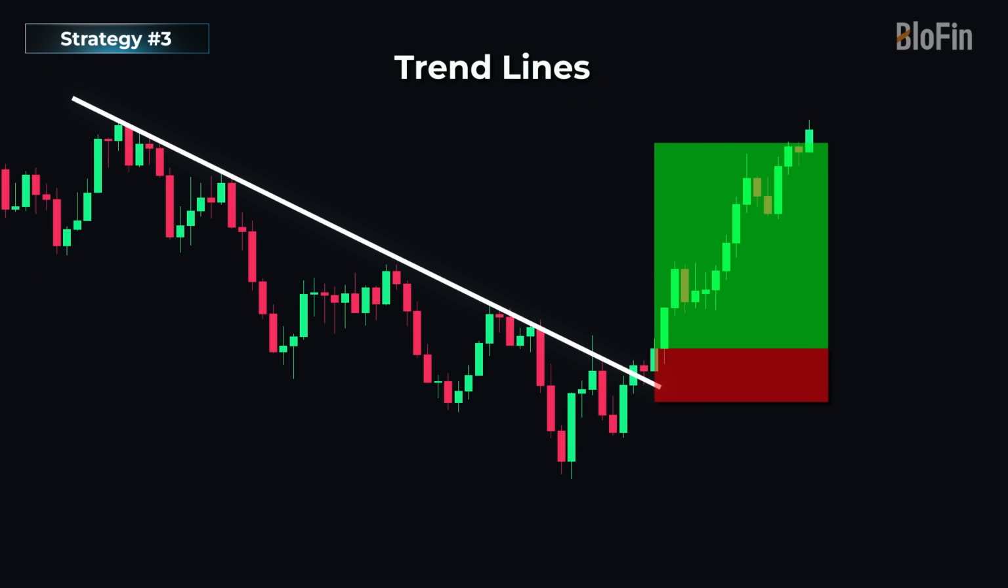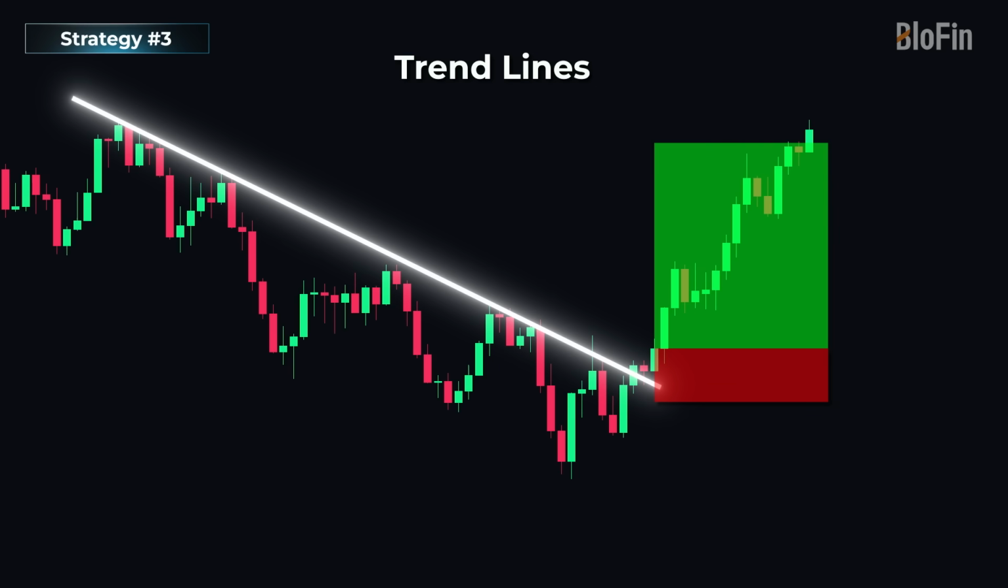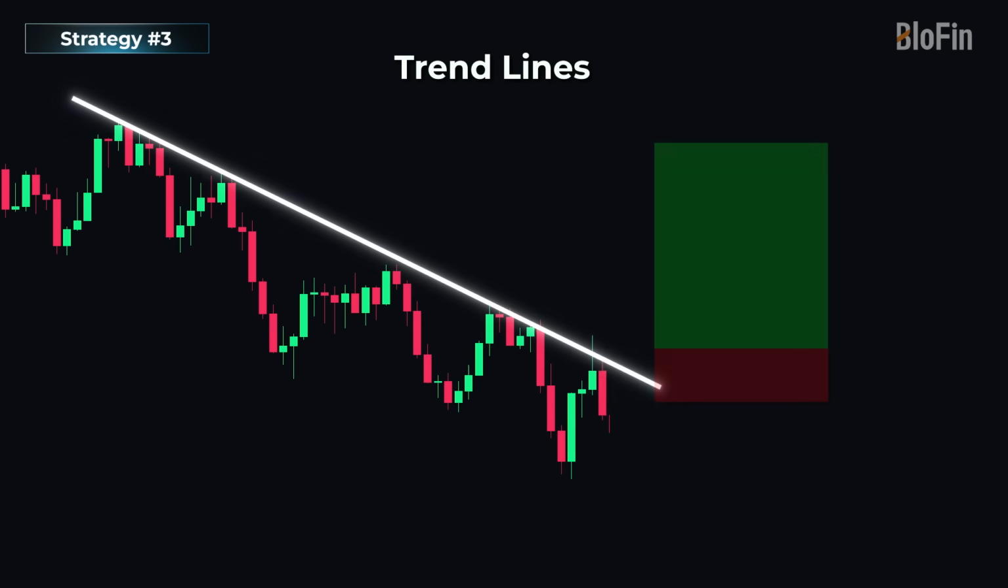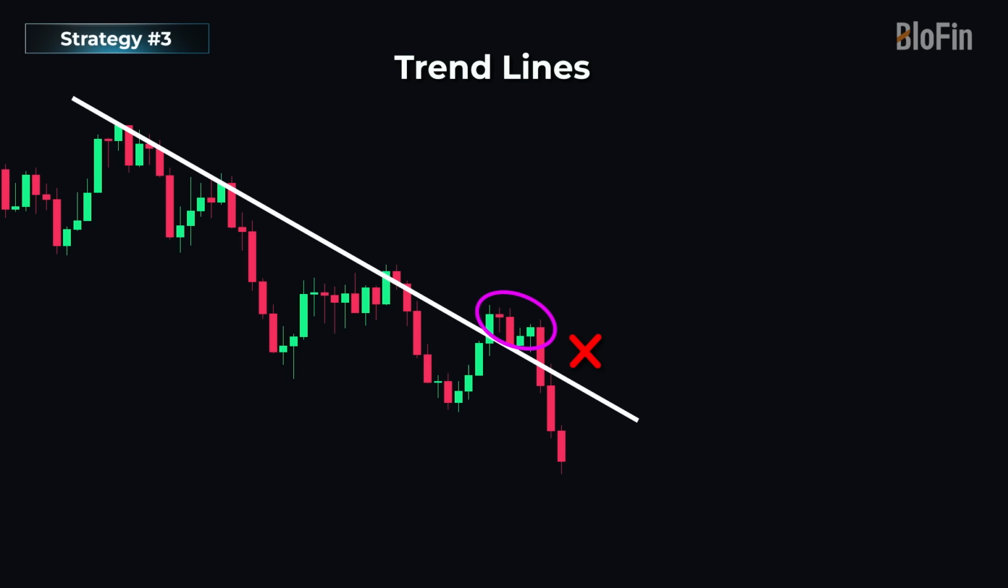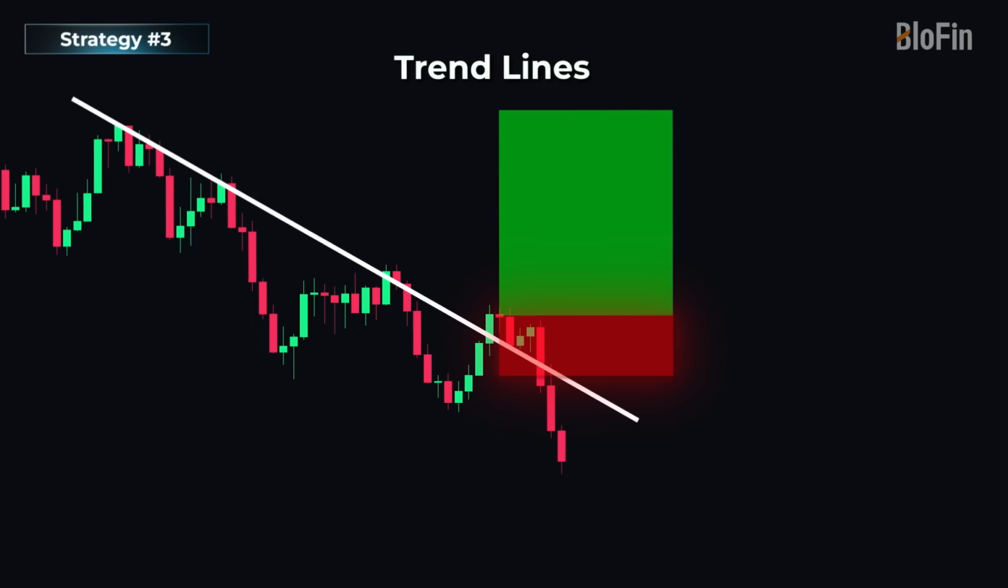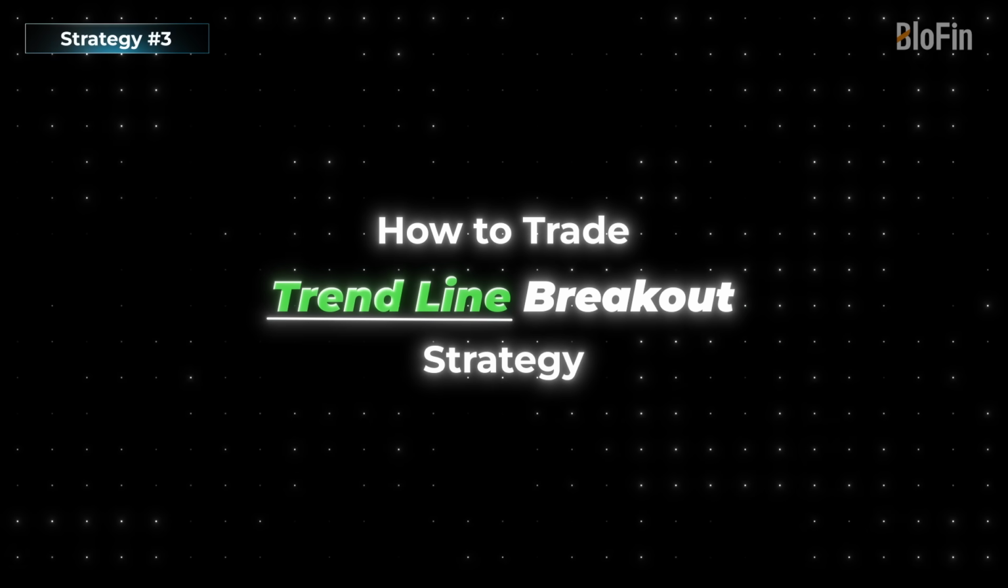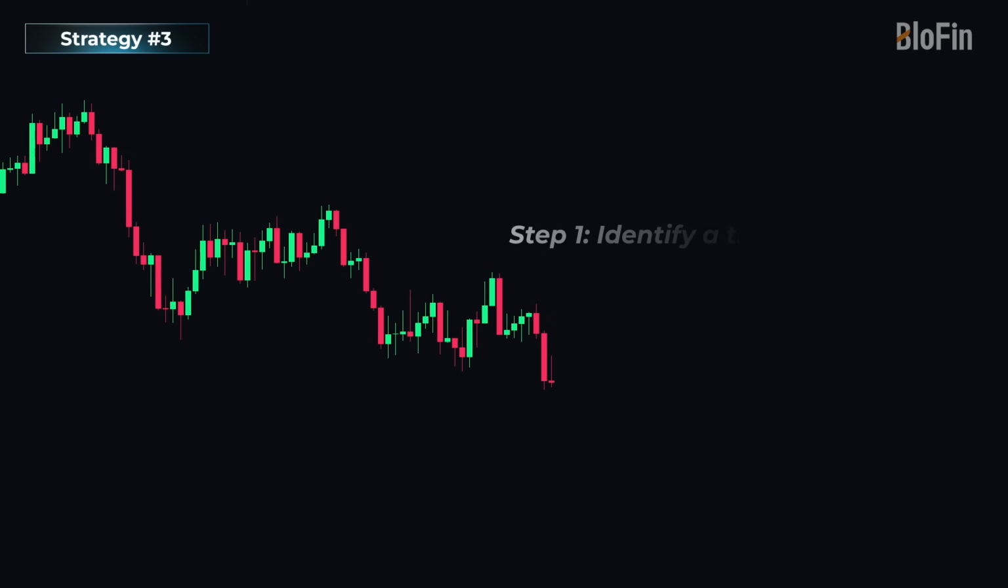But of course, to make this work, we can't just draw a random trend line and wait for a breakout. If the line is drawn slightly wrong, you could end up entering at the wrong place. So here's how to trade the breakout strategy properly. The first step is to identify a trend line setup, and this is the most important part because a lot of traders get this wrong.